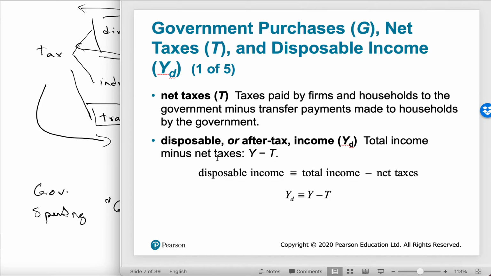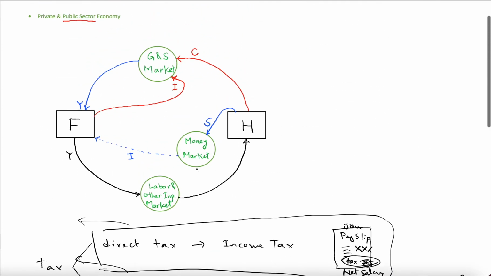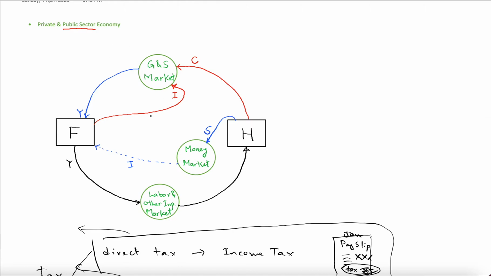And the disposable income is after tax. So let's go back to our circular flow diagram, and now we are going to add the government in the middle. Okay, so this is our government, and I can now write the G.